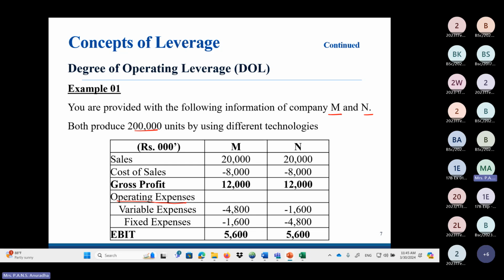This is a simple income statement. So, do you know what operating leverage is? It is the use of fixed operating expenses in the operating expenses. So now, with these companies M and N, which has the high operating leverage? M or N? Which company's operating leverage is high?